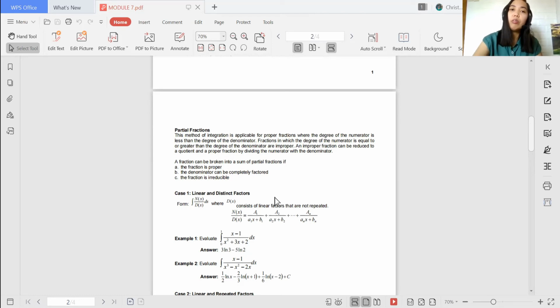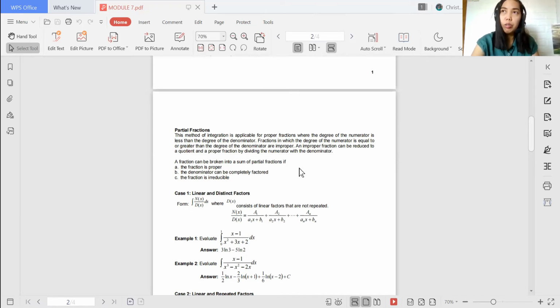Partial fractions, this method of integration is applicable for proper fractions. So when we say proper fraction, the power of the numerator is less than the power of the denominator, right? So that's proper fractions, where the degree of the numerator is less than the degree of the denominator. Fractions in which the degree of the numerator is equal or greater than the degree of the denominator, we call that improper. An improper fraction can be reduced to a quotient and a proper fraction by dividing the numerator with the denominator. So that's how we solve improper fractions.